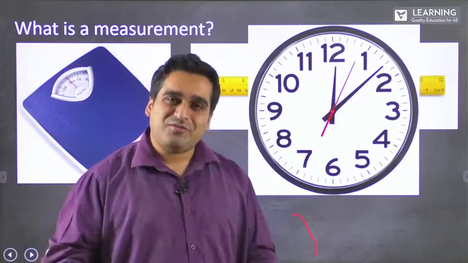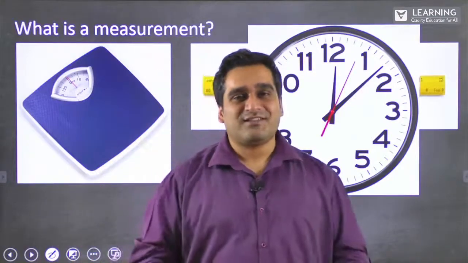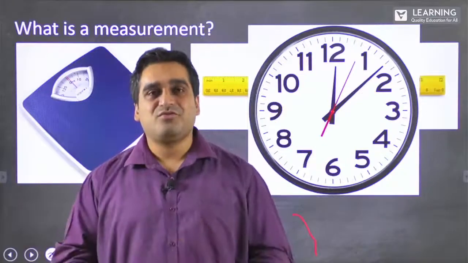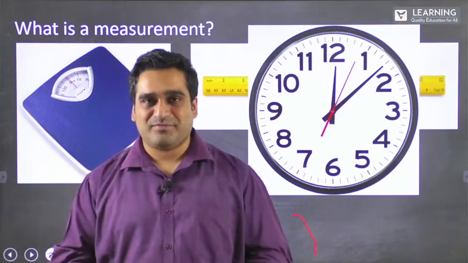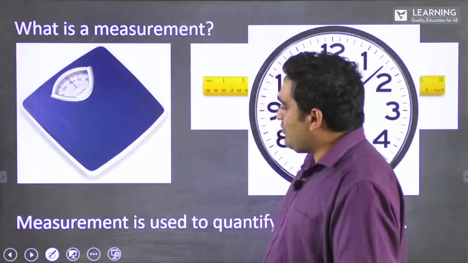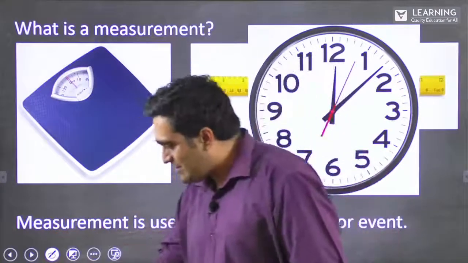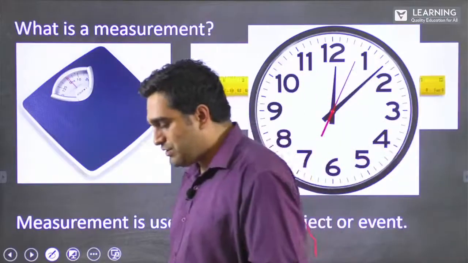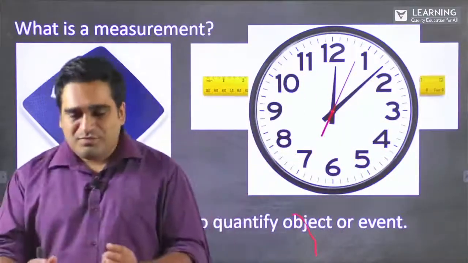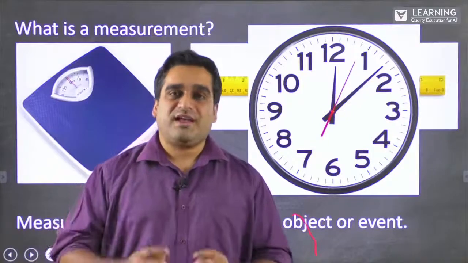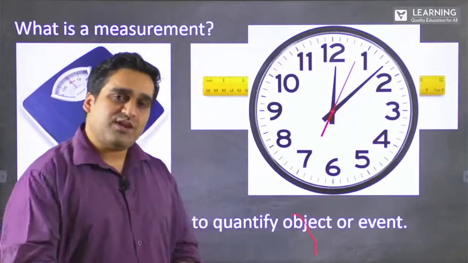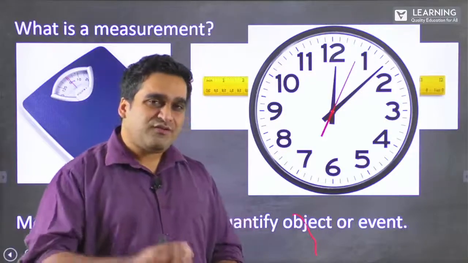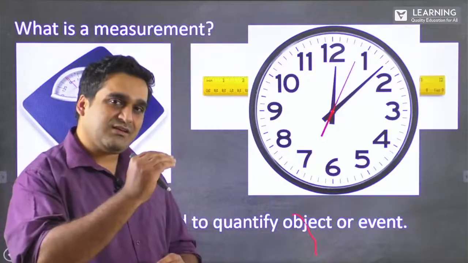Now, if we want to act civilized, and also look towards the future, then we have to do what is called a measurement. So, what exactly is a measurement? Measurement is used to quantify an object. For any object that needs to be quantified, for example, when you weigh yourself, that weighing machine has to quantify the object into a certain amount.